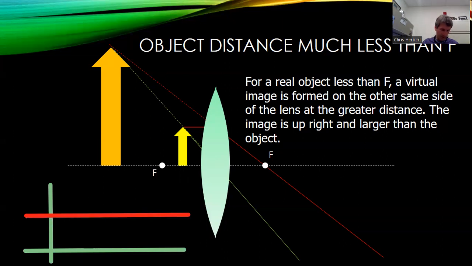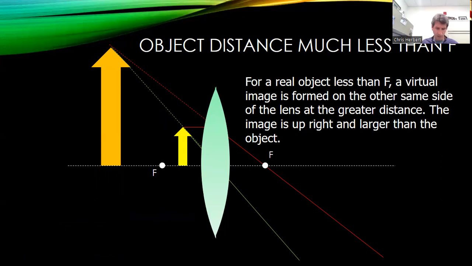The magnification does something like this. It goes down and asymptotically blows up, and then at F, it goes the other way, till obviously we can't go any further because we're getting closer to the lens. So here we have a real object less than the focal length, and a virtual image forms. We can only draw 2 of the rays here.